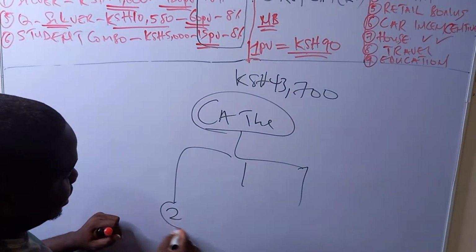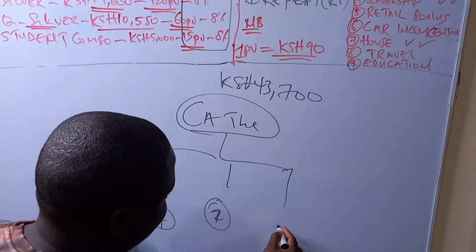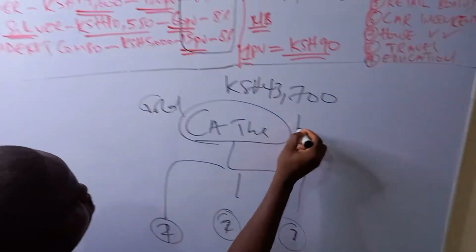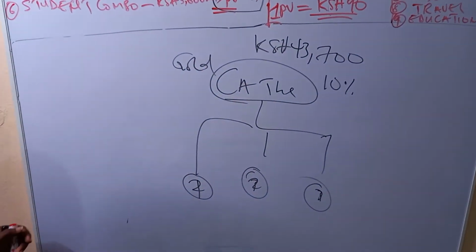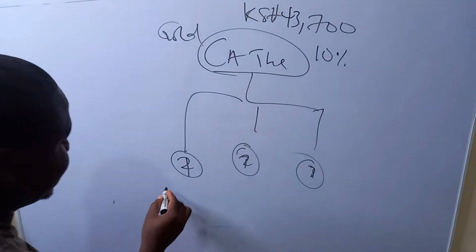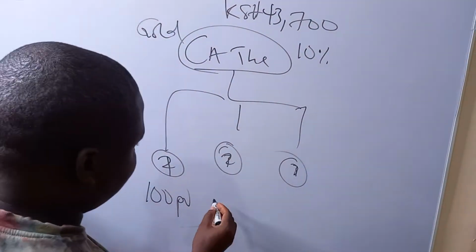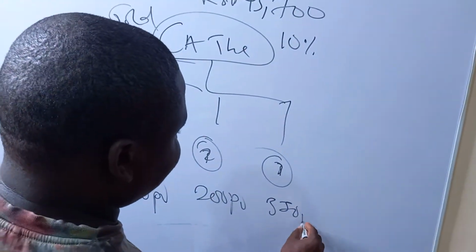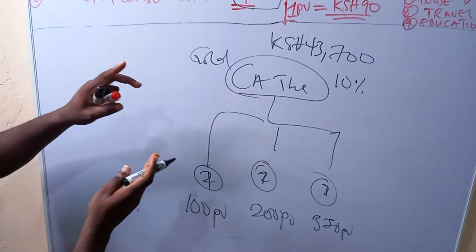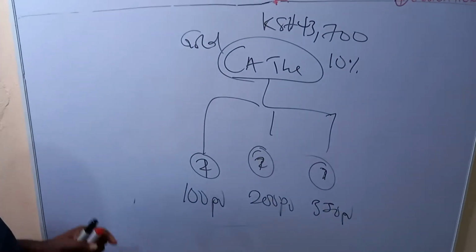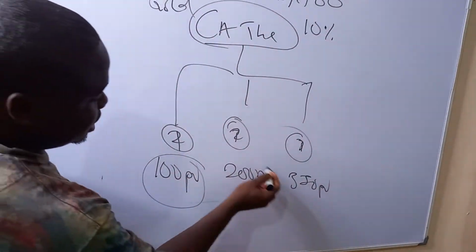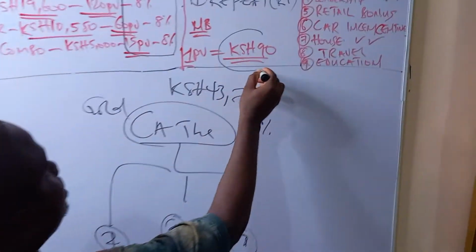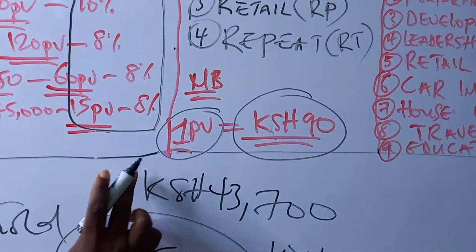So let's say you have three different partners. Because you are a gold partner, you are entitled to 10% of everything these partners are buying in points. Let's say partner one becomes a partner with 100 PVs, partner two with 200 PVs, and partner three with 350 PVs. Your entry level determines your income. Longrich says we are going to pay you 10% of these partners' PVs, calculated and multiplied by 90 Kenyan shillings. Please take note that each one PV is equivalent to 90 Kenyan shillings.